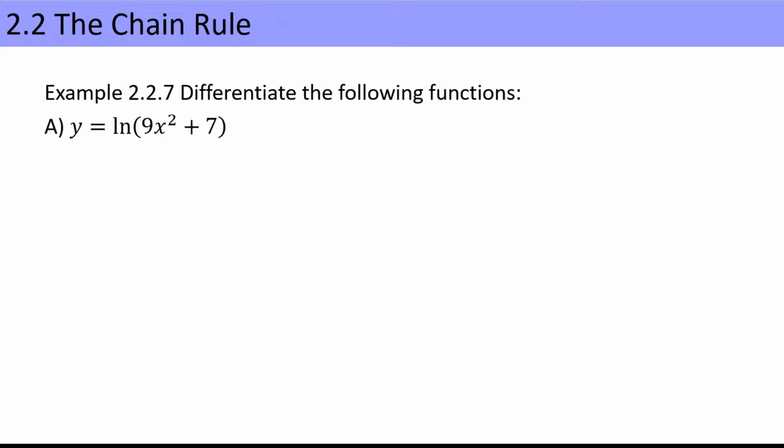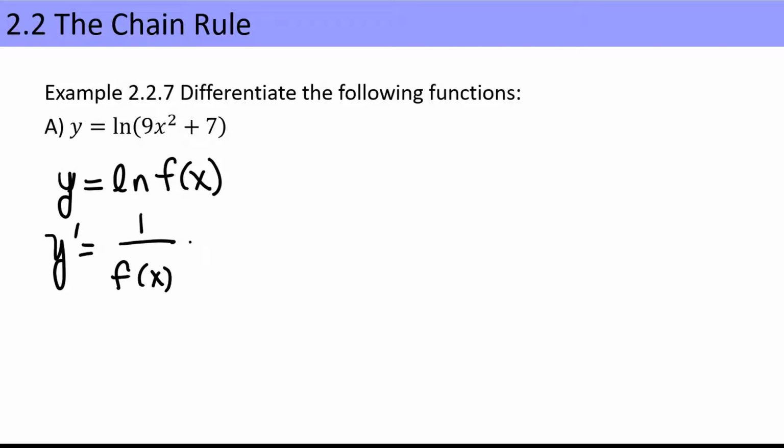Example 2.2.7, differentiate the following functions. A, y equals the natural log of the quantity 9x squared plus 7. Let's recall we had a special property working with logarithms in the previous lessons. That lesson was if we had y equals the natural log of a function, then the derivative, y prime, is 1 over f of x times f prime of x.